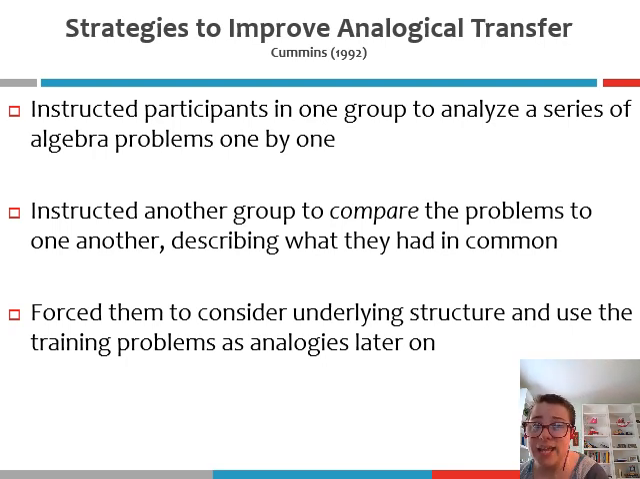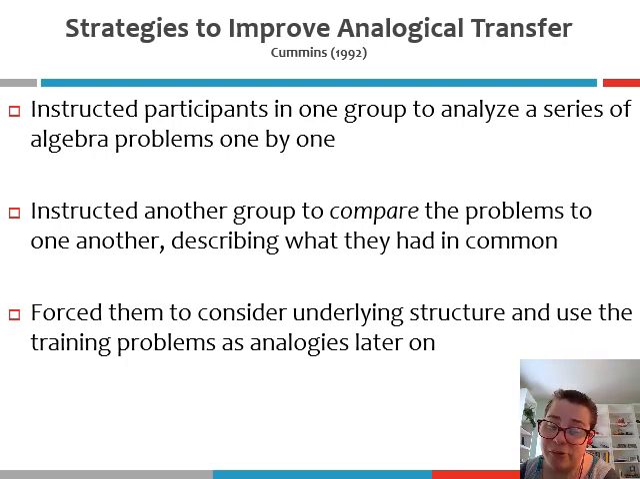In this first study, participants were given two sets of instructions, right? Participants in one group were told to analyze a series of algebra problems one by one. Another group was instructed to compare each of the problems to each other. So one group solved the problems, and the other group simply compared the problems to each other, attempting to notice what the problems had in common. This is an example of that mapping procedure.